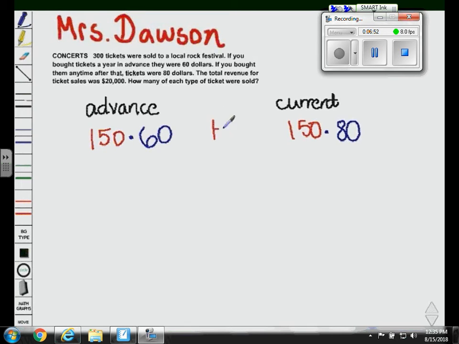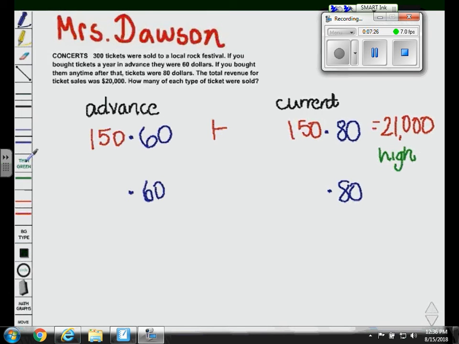And we'll add the 2 together. 150 times 60 plus 150 times 80 is 21,000. They only have $20,000 in revenue, so this guess was too high. Ticket prices haven't changed, but our guess will. $60 for an advance, or $80 if you waited.